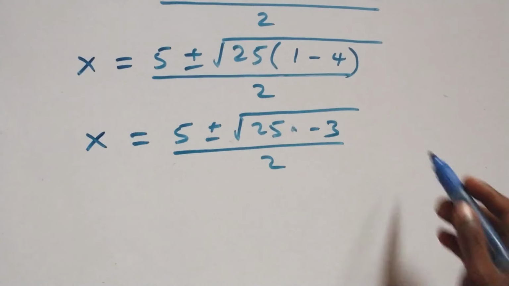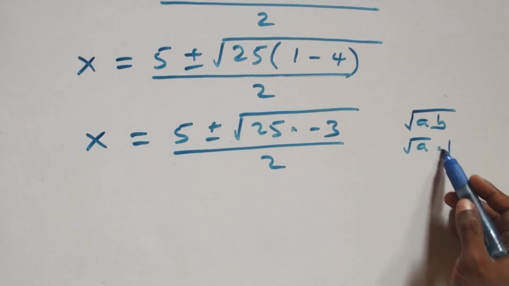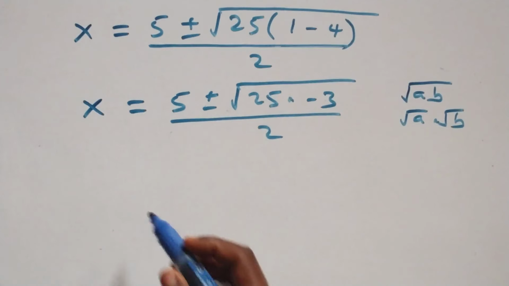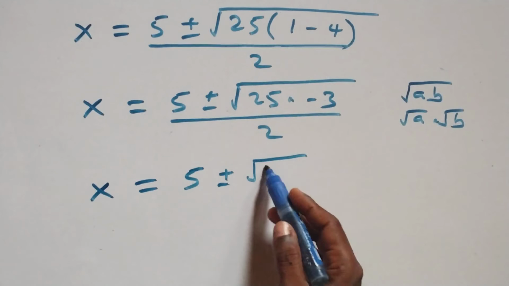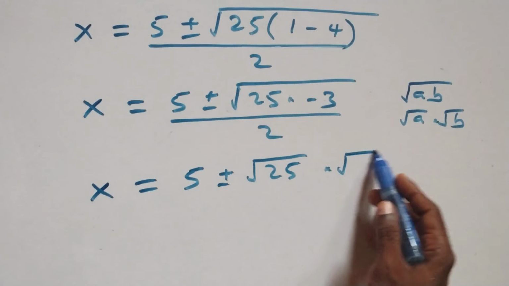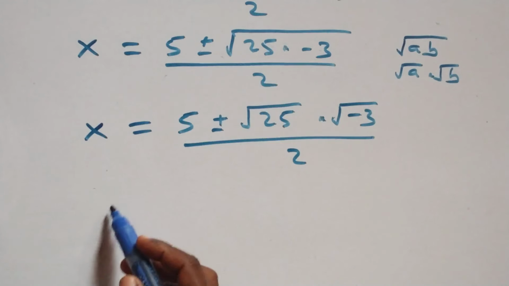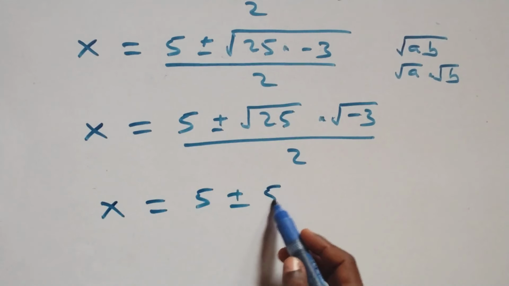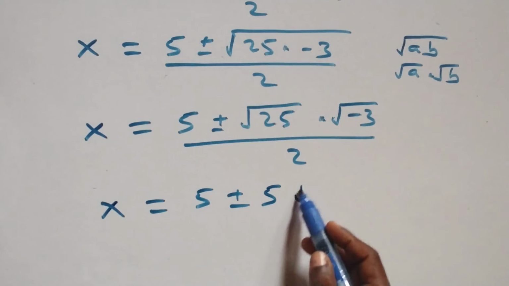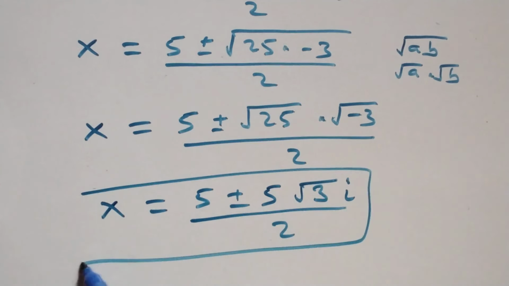Then this follows when we have root of a times b, we can separate this as root a times root b. Then here we have x equals 5 plus or minus root 25 times root minus 3 all over 2. That is, here we have x equals 5 plus or minus, root 25 is 5, and root minus 3 we can write as root 3 i, all over 2. Here we have two complex solutions.